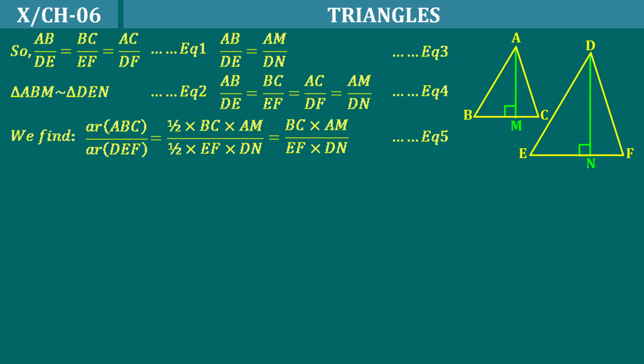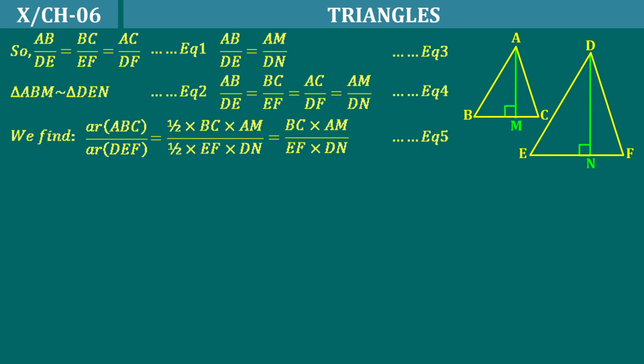Now, if I see the RHS portion of equation 5, that is BC into AM and EF into DN, we can relate it to equation 4. In equation 4, all the numerators are the same. That is AB equal to BC equal to AC equal to AM. Similarly, DE equal to EF equal to DF equal to DN. It is not on the basis of their value. No. I can interpolate any of the two.